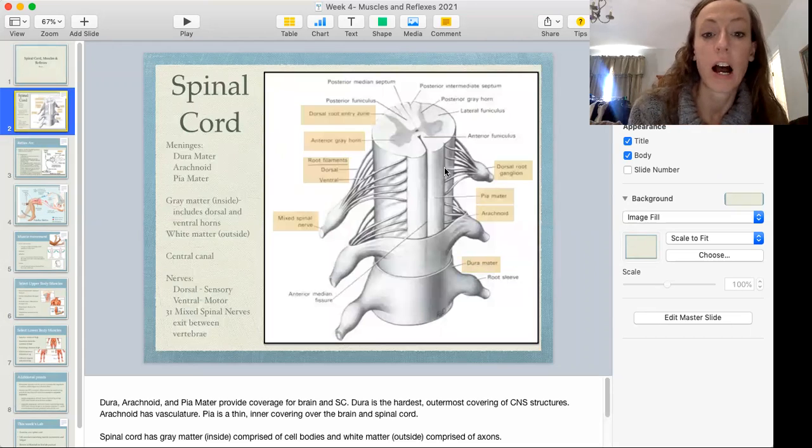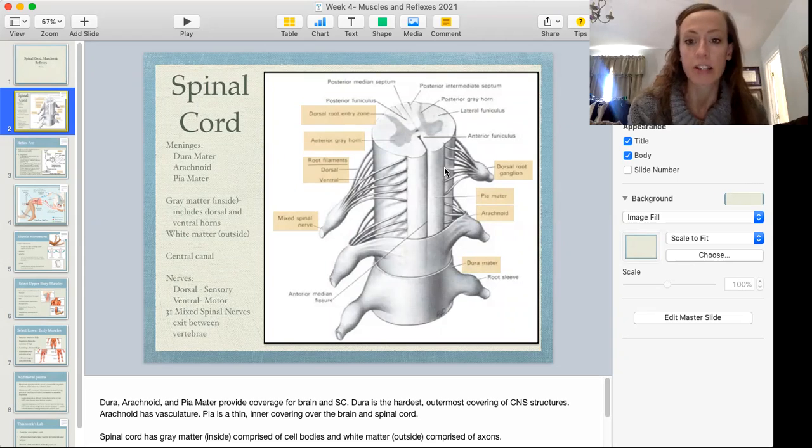I'll mention that the dorsal side has all of the sensory input going into it. So everything coming in from your peripheral nerves is coming in the dorsal side, entering in the back. And then the ventral side has all of the motor information going out, all the signals telling your muscles what to do. That's coming out the ventral side, and they're joined together into a mixed sensory and motor spinal nerve.